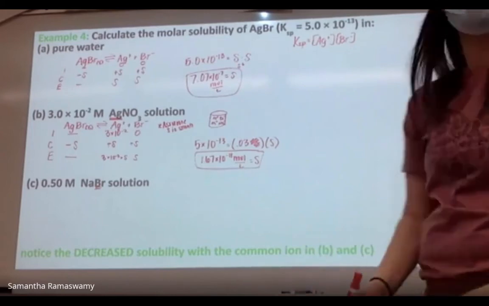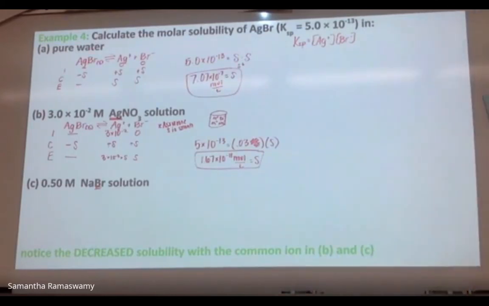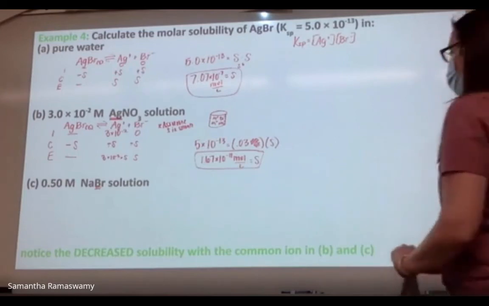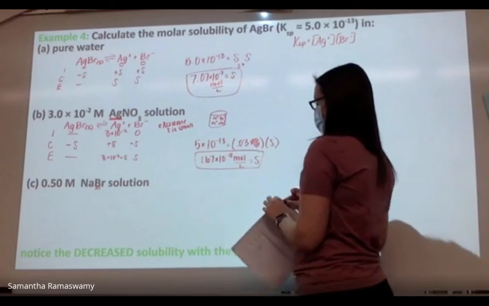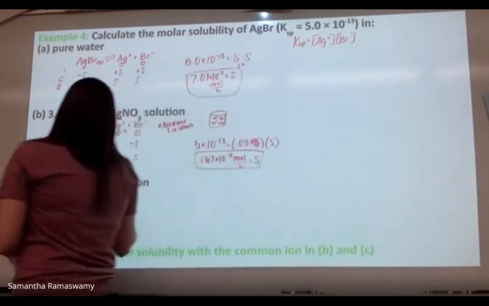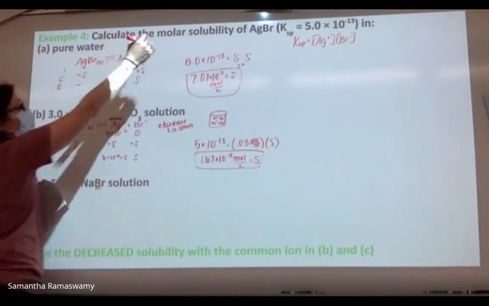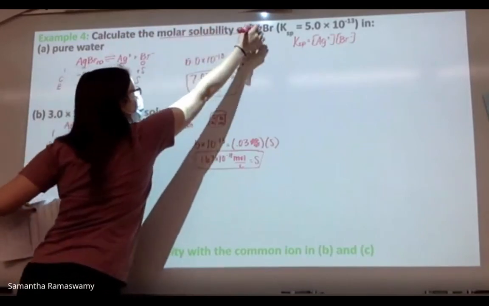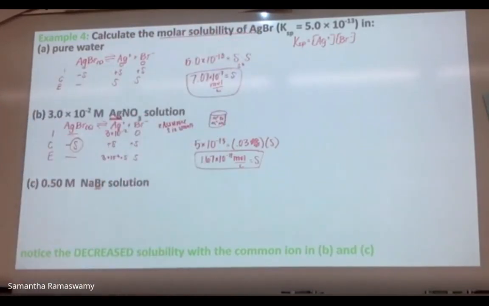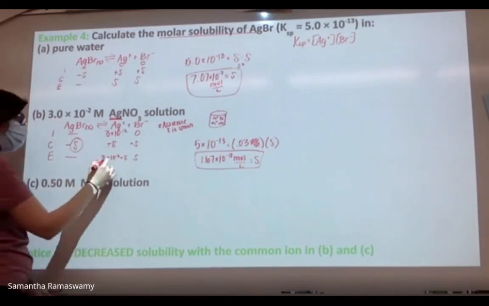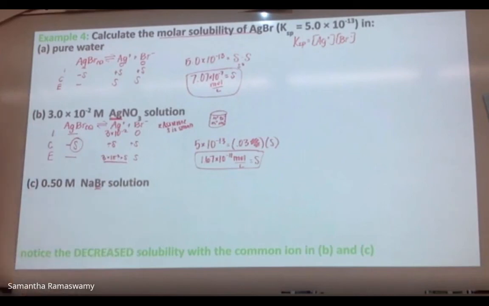Well, you don't have to add it to the 3 times 10 to the negative second. So for this, you mean this plus S? No, like your final answer. Oh, no, because when you're solving for molar solubility of AgBr, you're actually solving for this amount. You're solving for S. If it asked how much Ag plus would you have, then you would add it to the 0.03.